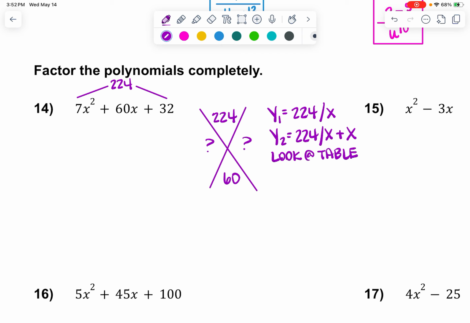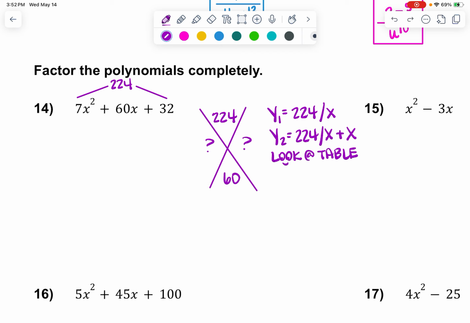So I'm going to go look at my table. You're going to have 3 columns: your X, your Y1, and your Y2. You're going to be looking in that Y2 red column on the far right, and you're looking for the number 60 in that far right red column. And I see mine right away, right? Because my table is starting at 0.